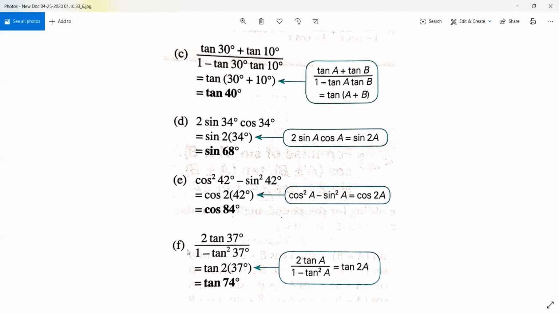2 tangent 37 over 1 minus tangent square 37. So it's actually tangent 2A, tangent 2 times 37, so tangent 74.